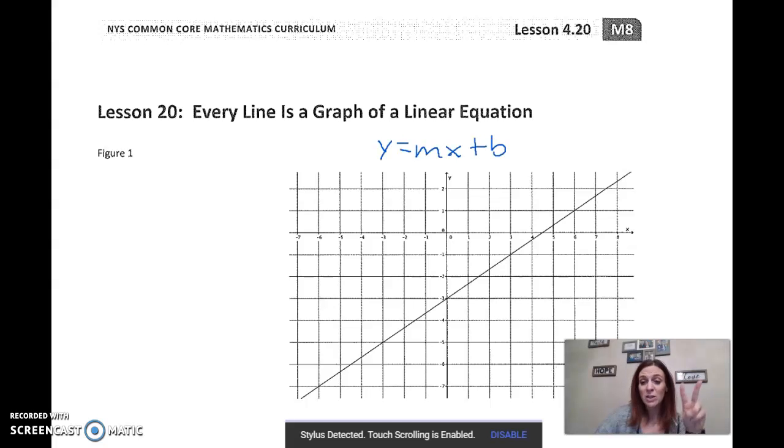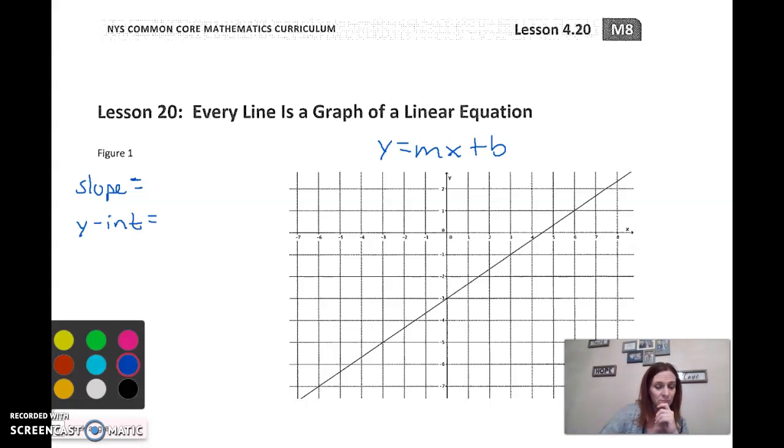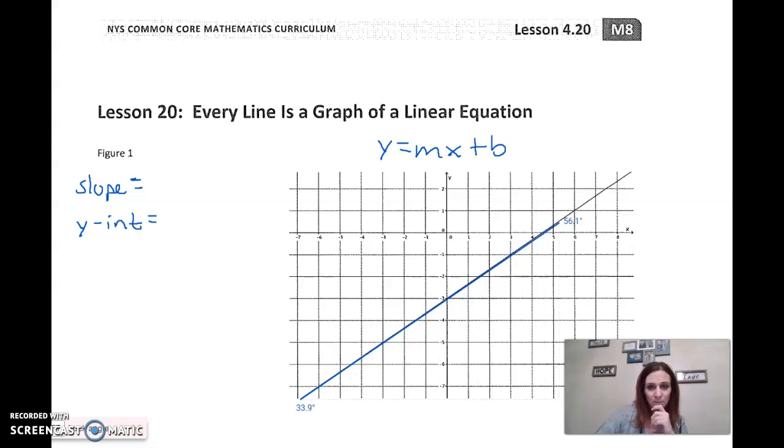All right, you need two things to write an equation. You need a slope and you need a y-intercept. So when we're given a graph, such as this one here, we need to find the slope and the y-intercept because then we can write the equation.